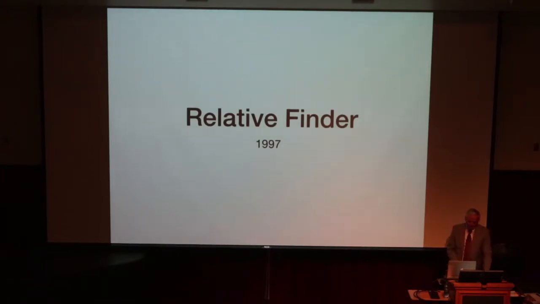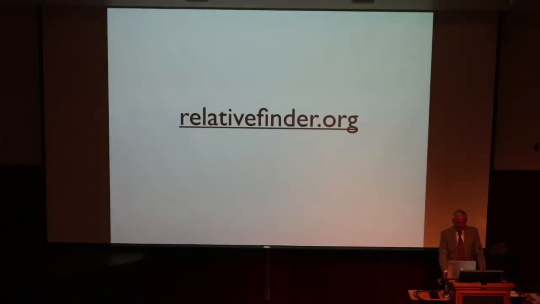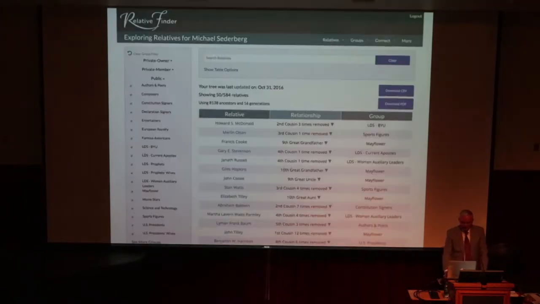Okay, another one we created was, how many of you have used Relative Finder? This was one that we started actually back in 1997. Before we put it online, we had experience at my own stake. It was incredible how related people were. It was so exciting to see the enthusiasm that something like Relative Finder generated for family history that we decided we'd put it online. It's now available on relativefinder.org.